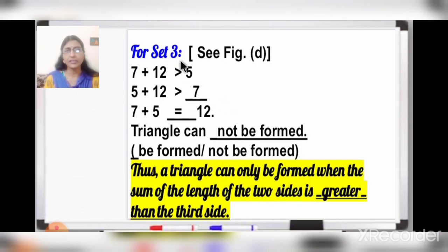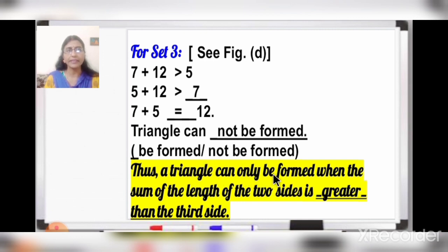Now next is for set 3. See figure D. 7 plus 12 is how much? You will just write like this. 7 plus 12 is greater than 5. Then 5 plus 12 is greater than 7. You will give a blank here. Then 7 plus 5 is equal to 12. So this is all we have seen. Now a triangle cannot be formed because here you can see we got 12, and here also 12. So they are equal, so a triangle cannot be formed. From these two options you can write this.